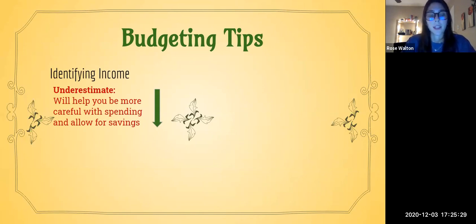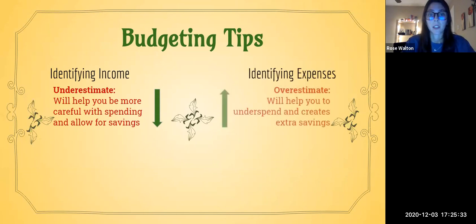And then the second step is going to be to identify your expenses. And when you're doing this, you're going to want to overestimate. So this will help you to underspend and create extra savings. So by engineering this for yourself, you'll be able to have that cushion every month in case anything happens.